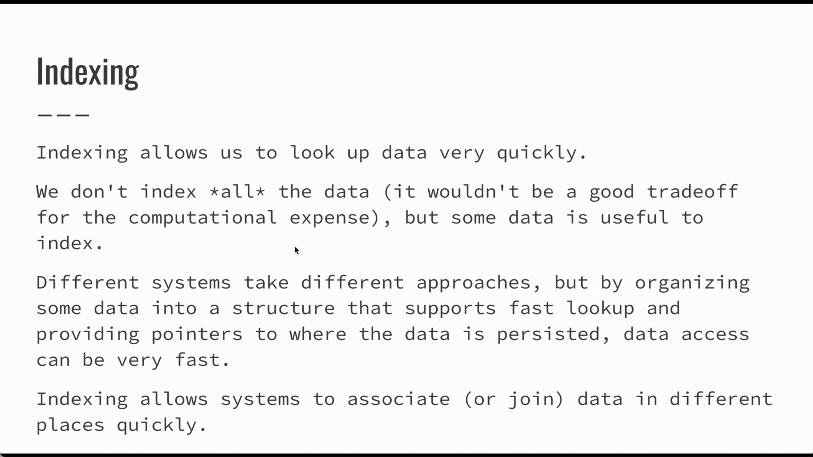So different systems are going to take different approaches, but by organizing data into a structure that supports fast lookup, you can make your data access very fast. And relational database management systems will often do this for you for data that has a primary key or has some other type of key. And you can also often create indexes on other columns or other elements of data so that you can look things up very quickly in that way as well. But indexing allows systems to associate, when you're joining data together, when you're associating data, if you have that index, then it's very quick to look things up.